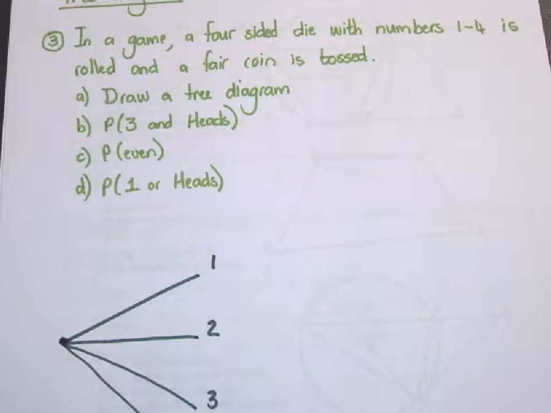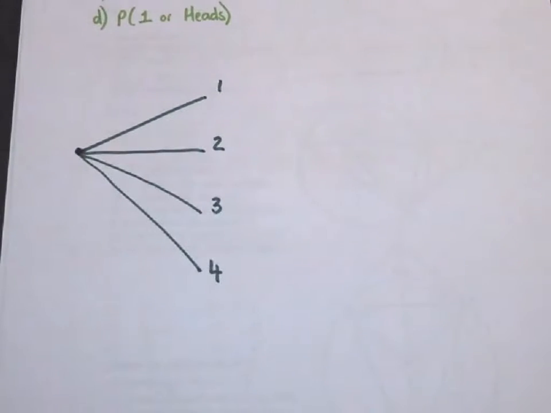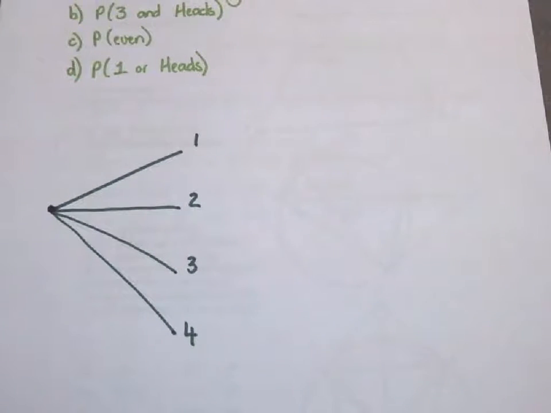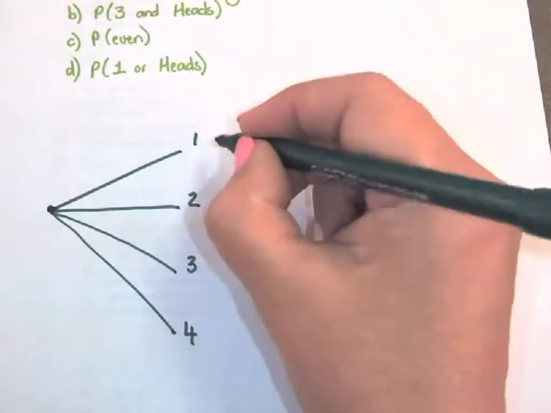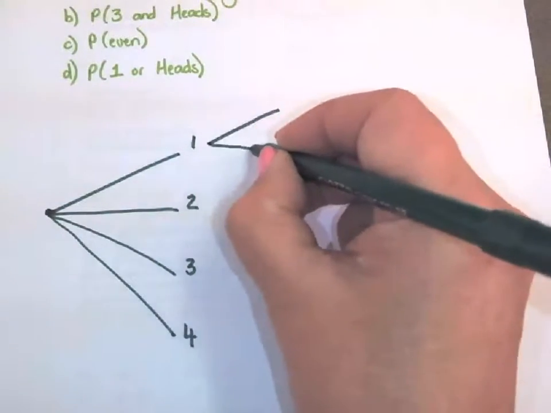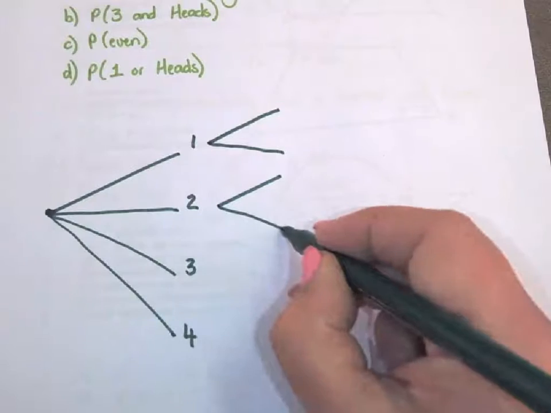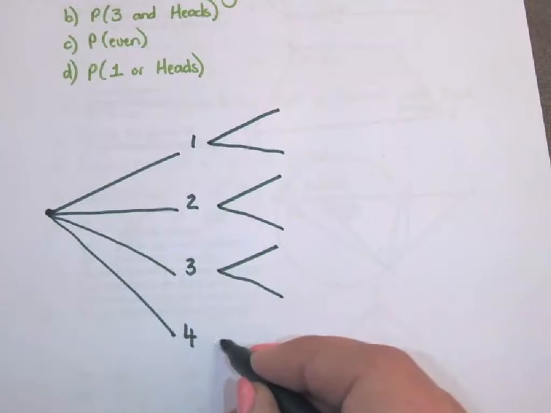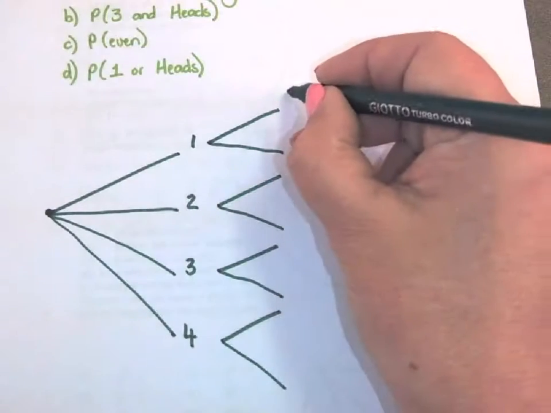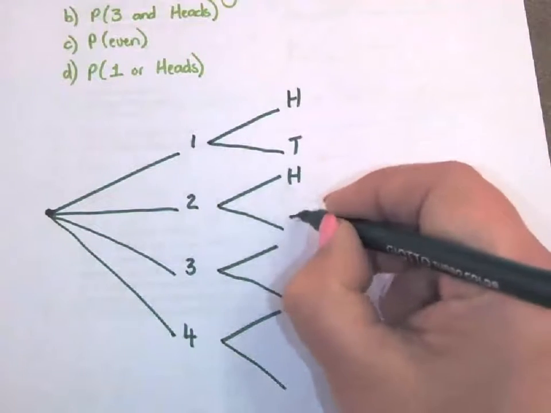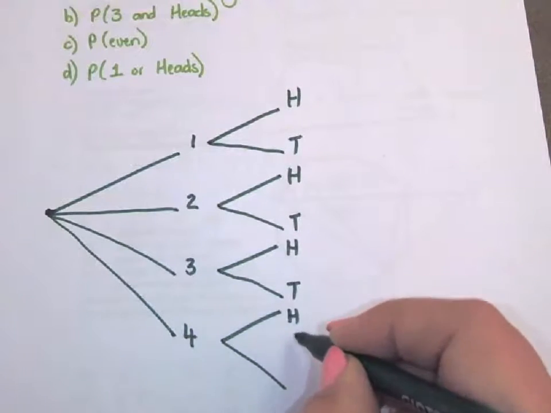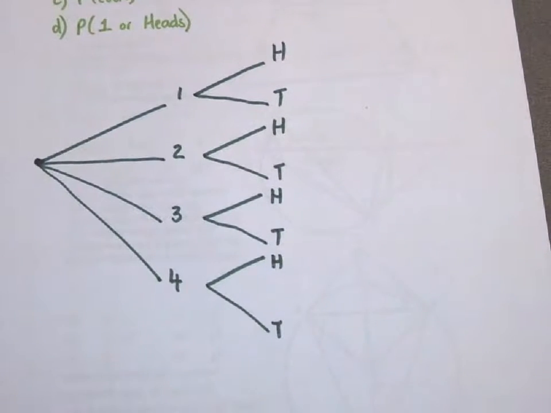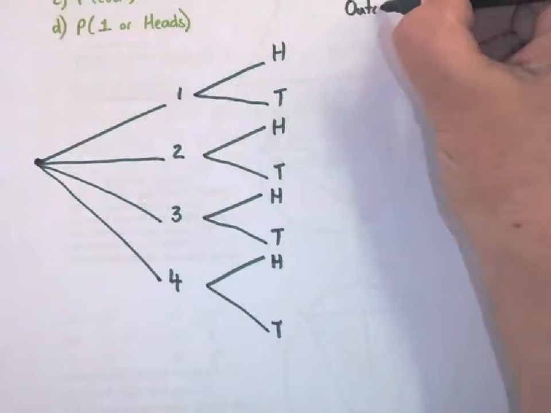Okay, let's start. We first roll the dice so we can get 1, 2, 3, or 4 on the dice. Then we toss the coin. The coin has two options, heads and tails. So after the dice, we have two options at each number. Heads, tails, heads, tails, heads, tails, heads, tails. And we have our outcomes.